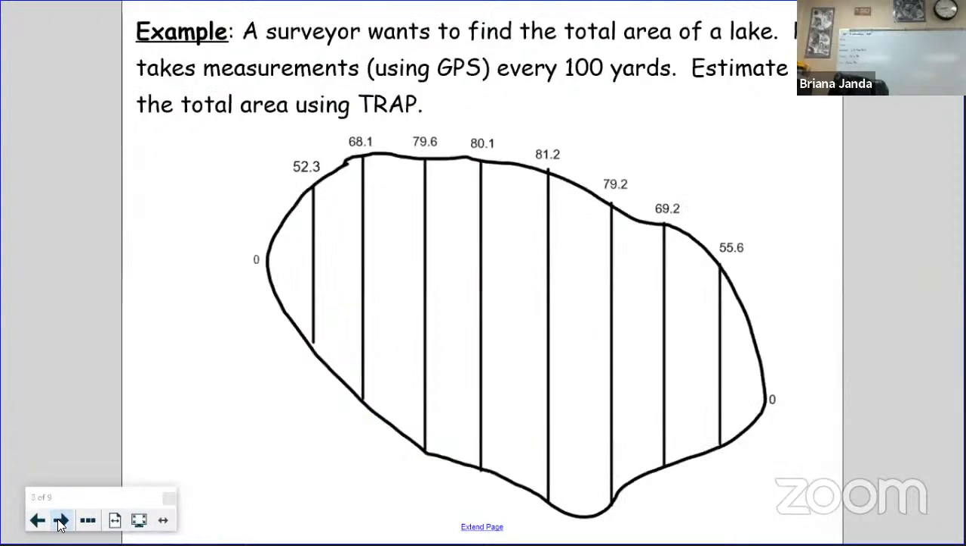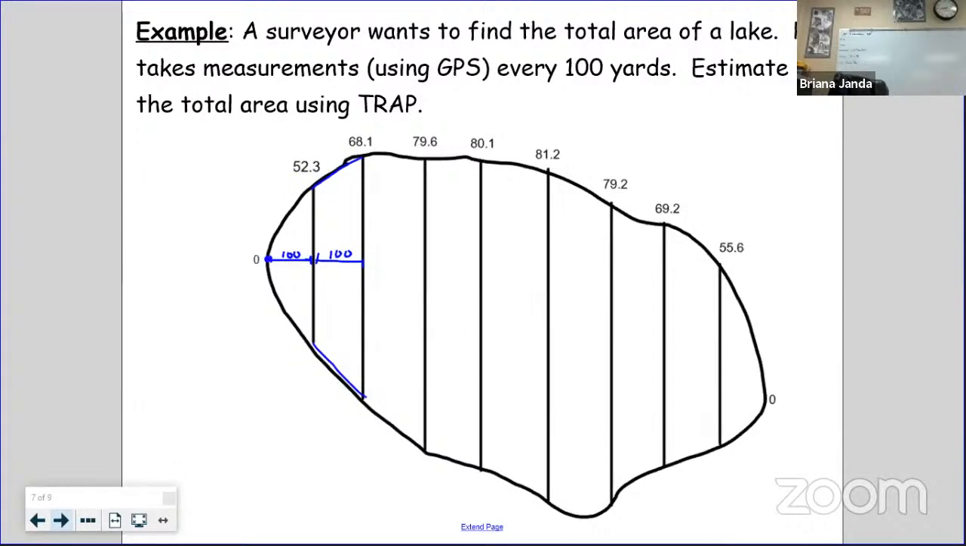Okay. A visual and using our trap rule here. It says a surveyor wants to find the total area in this lake. He takes measurements using GPS every 100 yards. So starting here to here, the distance between those measurements is 100 yards, distance here, 100 yards, all the way across this lake. Estimate the total area using trap. The first one is not super obvious, but I'll draw it with the second one. So our height of each of these trapezoids is going to be 100. There's your trapezoid right there. You've got kind of a function on the top and the bottom, and that's okay.